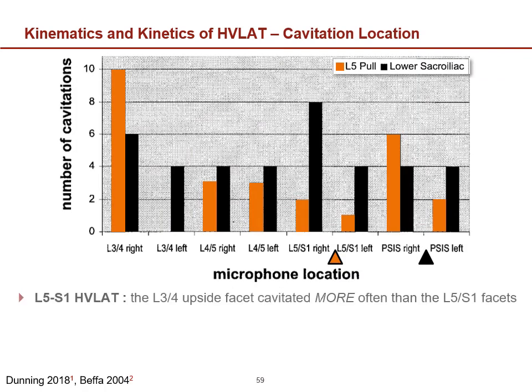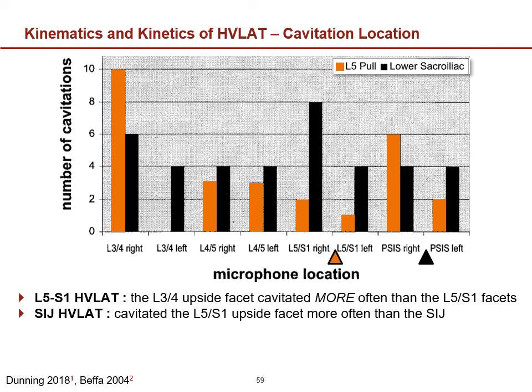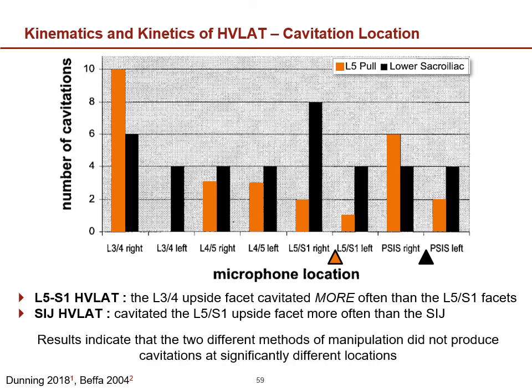Okay, and then this graph here, you can see on the y-axis is the number of cavitations, and on the x-axis you have the different segment levels and the number of cavitations that occurred at said level. All of these thrust techniques, you can see, were applied to either the L5S1 or to the PSIS, i.e. the SIJ HVLA technique.